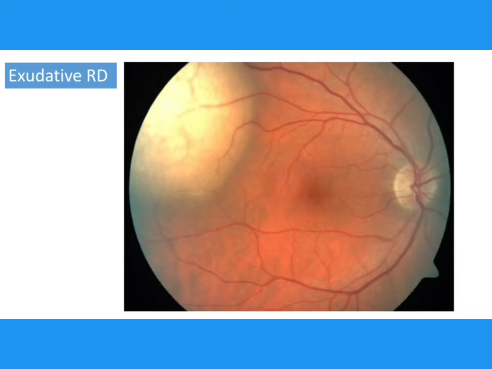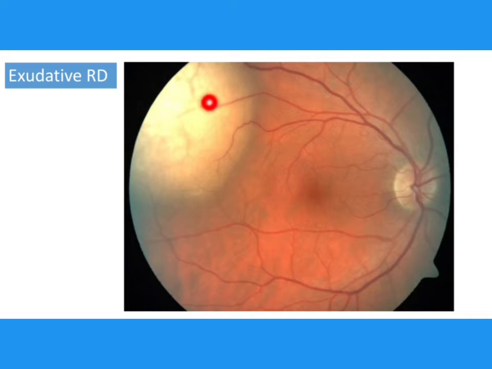So from this word exudative, you can understand there are some exudates. That means accumulation of fluid. So which fluid? From where is this fluid coming? Okay, so this fluid is from any inflammation of the underlying layers like the choroid. So if there is any choroiditis, it leads to accumulation of fluid underneath the retina, which pushes the retina forward and the retina gets detached.